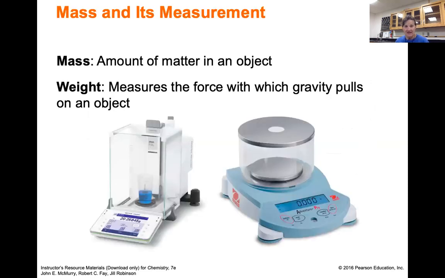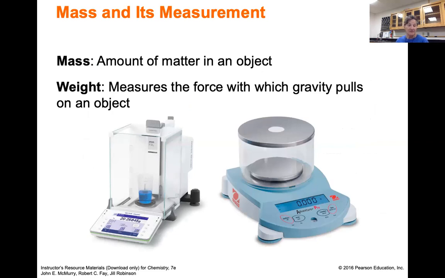So when you measure mass, it's defined as the amount of matter in an object, and it measures the force with which gravity pulls on an object. And so these are two types of balances you might use in a Gen Chem lab. The one on the right isn't as accurate. We'll talk about accuracy and precision in a minute.